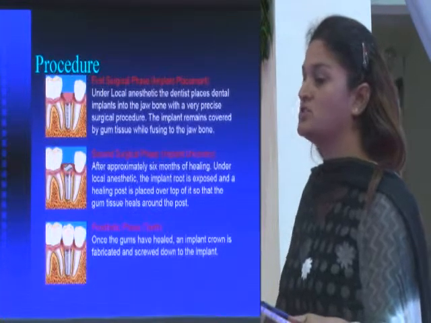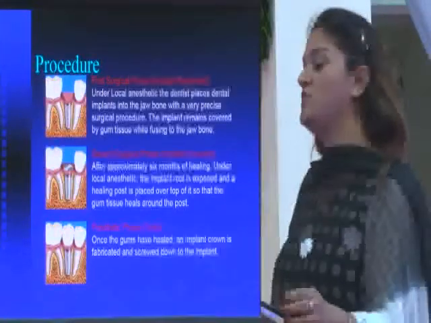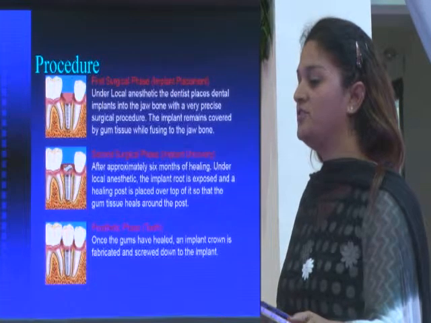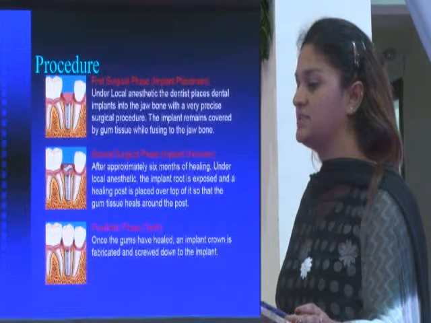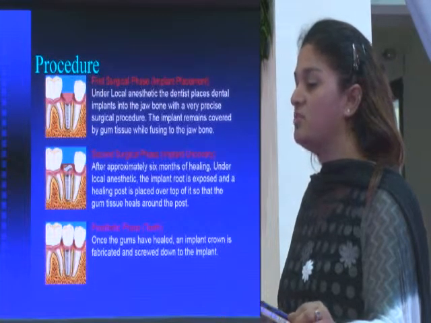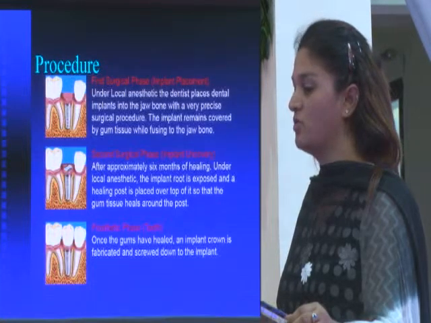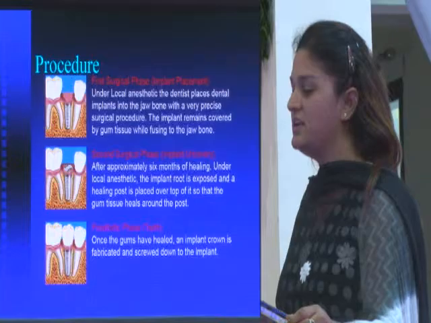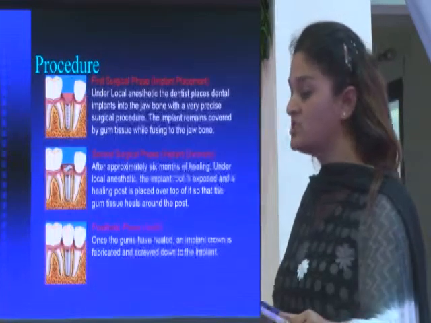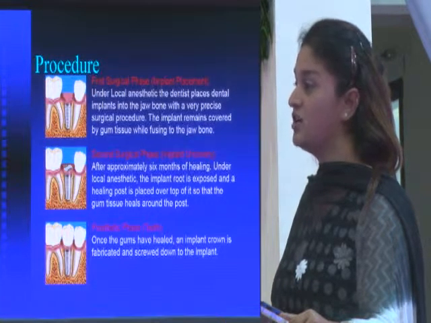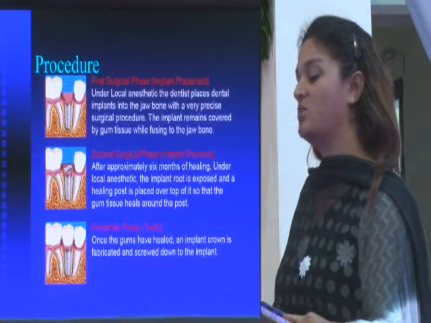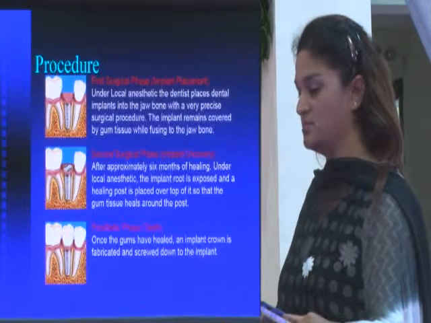So the procedure of implants goes in 3 phases. In all these 3 phases, it is done under local anesthesia. The first surgical phase is that the dentist places dental implants into the jawbone with a very precise surgical procedure. Now the implant remains covered by gum tissue while fusing to the jawbone. In the second surgical phase, approximately after 6 months of healing, under the local anesthesia again, the implant root is exposed and a healing post is placed over the top of it so that the gum tissue heals around the post. Third, that is the prosthetic phase. Once the gums have healed, an implant crown is fabricated and screwed down to the implant.